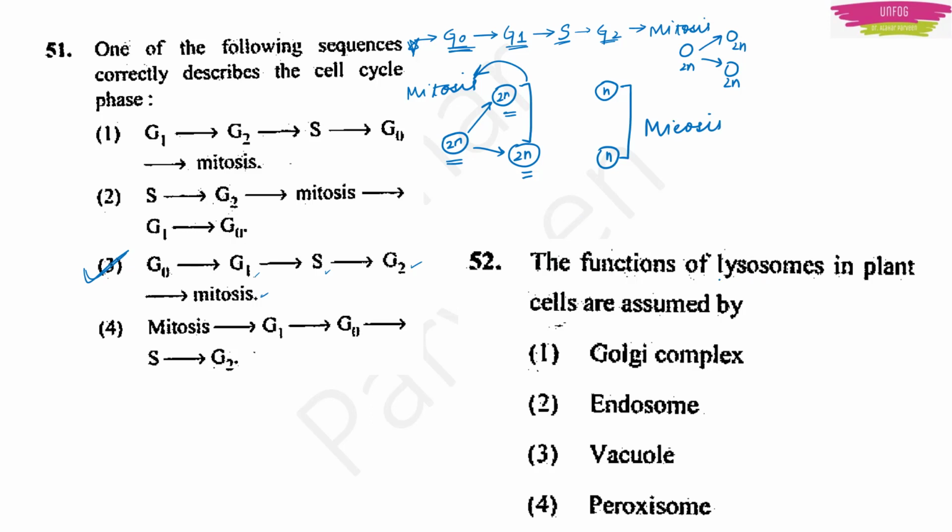The next question is, the function of lysosomes in plant cells are assumed by. The first option is Golgi complex, second option endosome, third option vacuole, and fourth option peroxisomes. So the functions of lysosomes are actually assumed by the cell organelle peroxisomes.